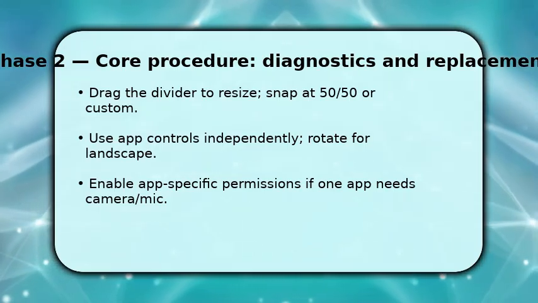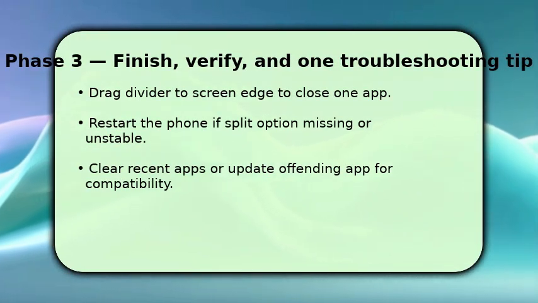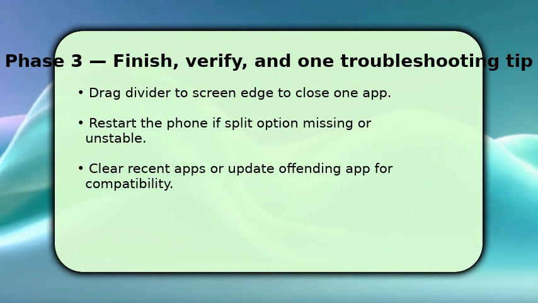To finish, drag the central divider all the way to an edge to close one app and return to single window mode. You can also tap the app card and choose Exit Split.